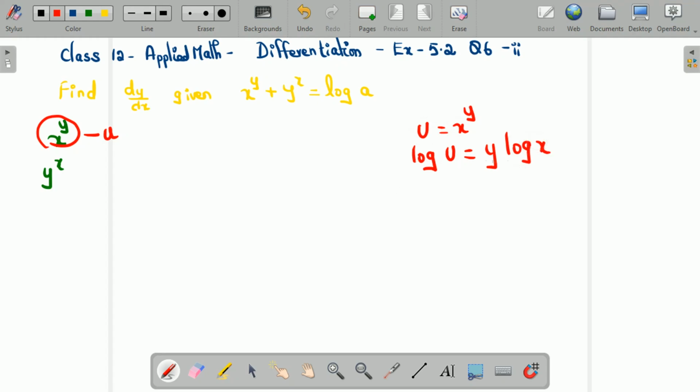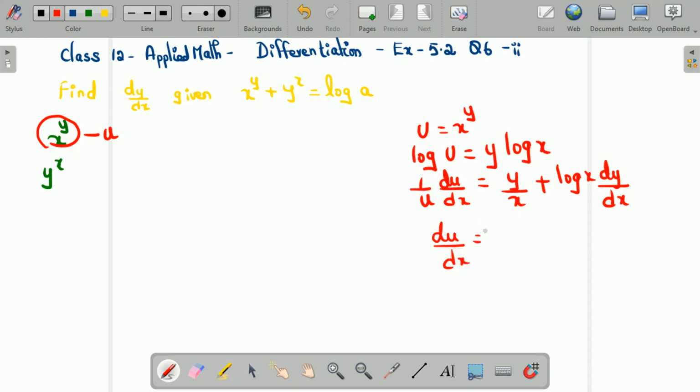Now we are differentiating on both sides. So this is going to be 1/u du/dx. Here I'm going to treat it as uv, where u is the y and the v is the log x. So it is (y/x + log x dy/dx). So this is 1/u du/dx, which means du/dx is equal to u, which is x^y into (y/x + log x dy/dx).